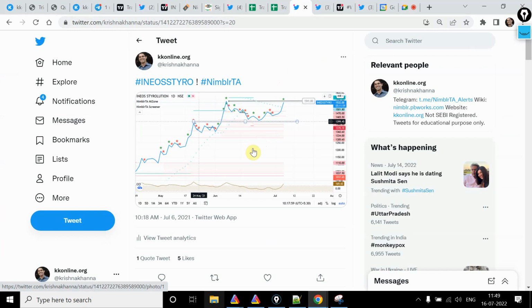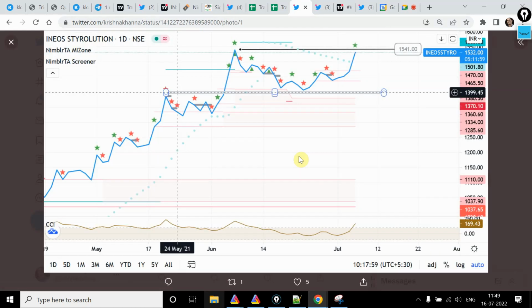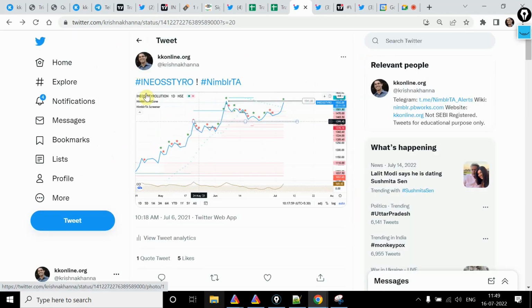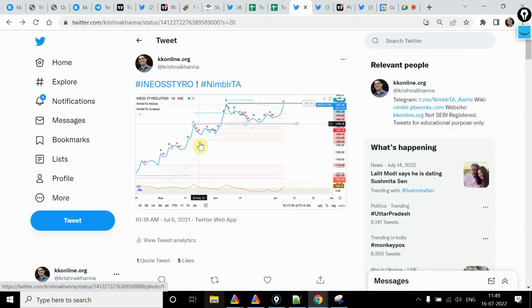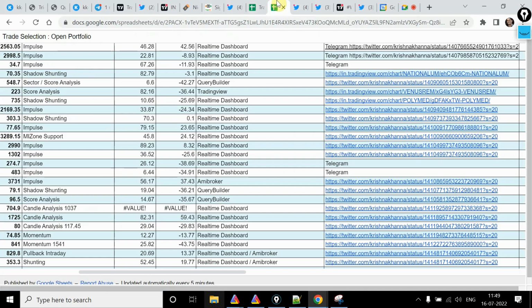This was the point when the real-time dashboard helped me take an entry at this level. So 1541. It is at 1532 at this moment, and I'm looking for this level to be crossed. In this case, it will be very simple for me to add. I know Styro greater than 1541 on my Telegram bot. As soon as I get it, maybe on this day or a few days later, I will get an entry. What happened later can again be tracked on the basis of charts.